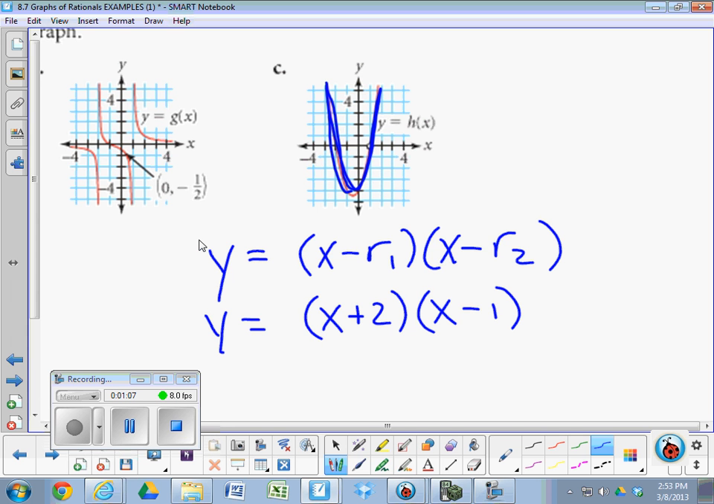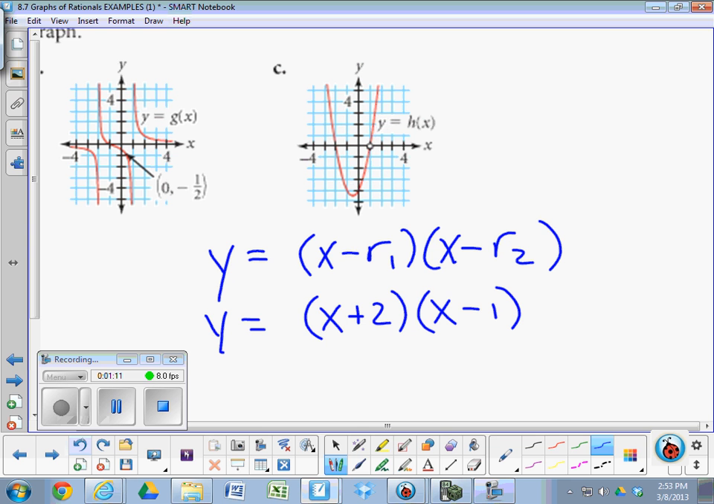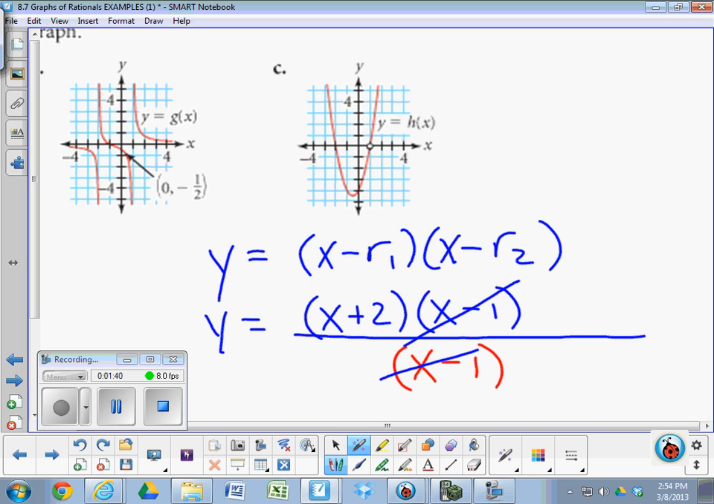But we can't ignore the fact that there is a hole in the graph there. Right? And where is the hole in the graph? At what x value? At 1. That means there needs to be a factor, x minus 1, on the bottom that's going to cancel with an x minus 1 on the top. Because remember, x minus 1 cancels x minus 1 if it makes a hole in the graph. But it can't cancel this one.